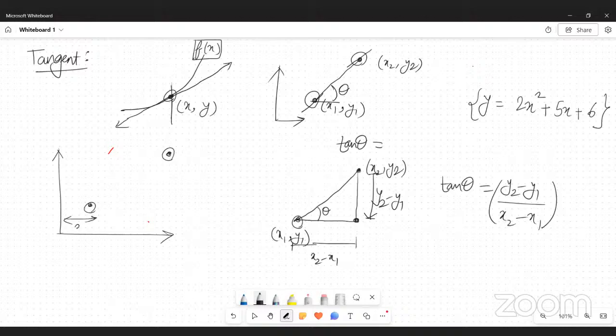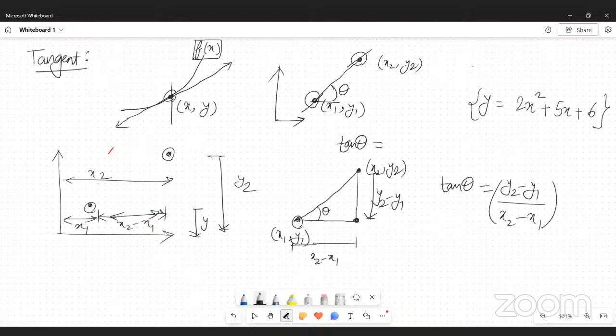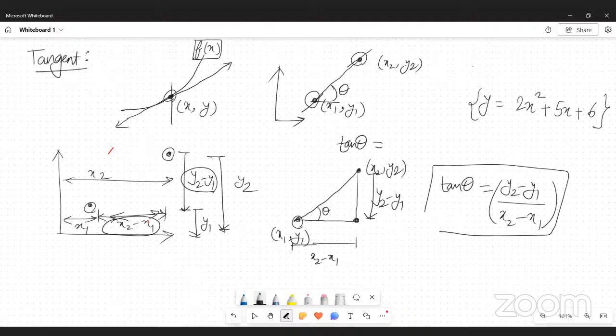So we know this is x1, we know this is x2. So this length will be x2 minus x1. Similarly, we know this is y2, we know this is y1. So this length between these 2 points along the y will be equal to y2 minus y1. So through this, we had got this. Are you clear with it?